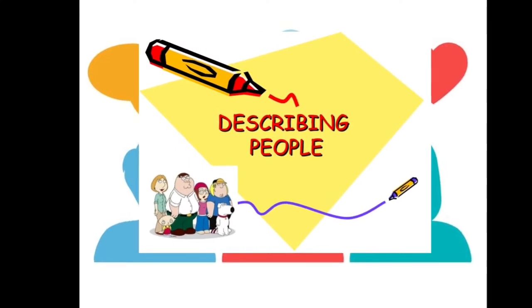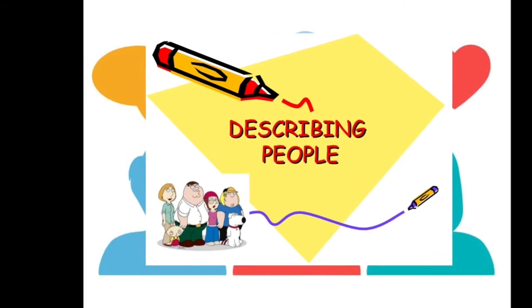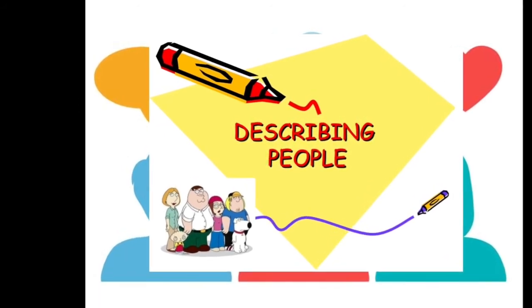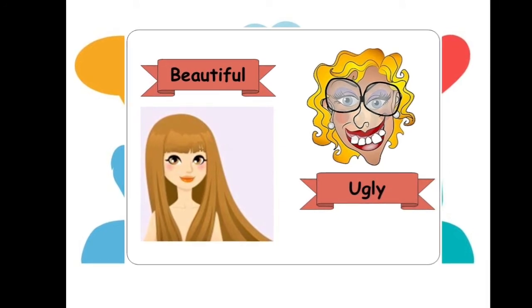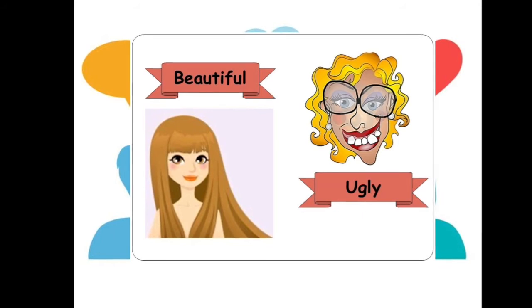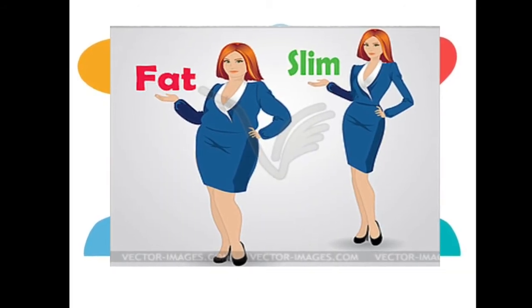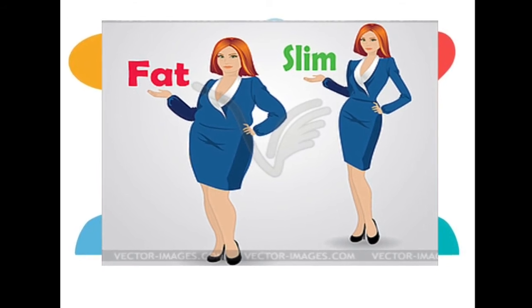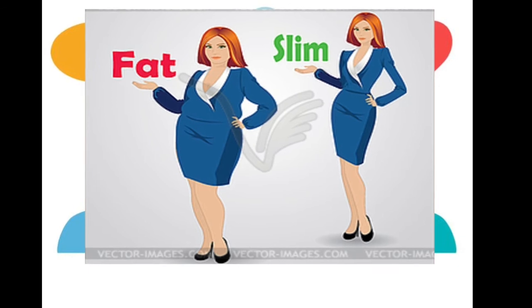Today, we are going to study about describing people. Students, are you ready? First, we have beautiful and ugly. Again, beautiful and ugly. Next is fat and slim. Again, fat and slim.